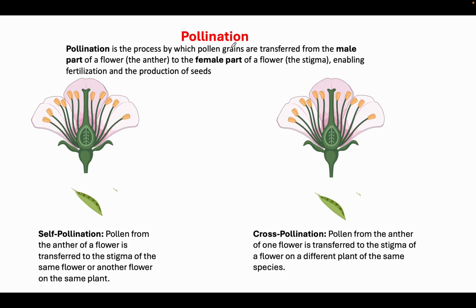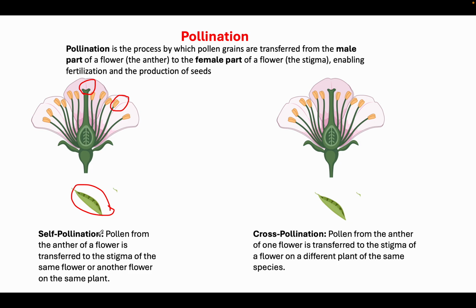Let's talk about the law of dominance. But before that, we have to know what is meant by pollination and what self and cross pollination are. Pollination is the process by which pollen grains are transferred from the male part of a flower, called the anther, to the female part of the flower, called the stigma, enabling fertilization and the production of seeds.